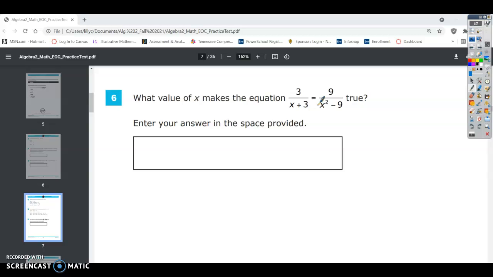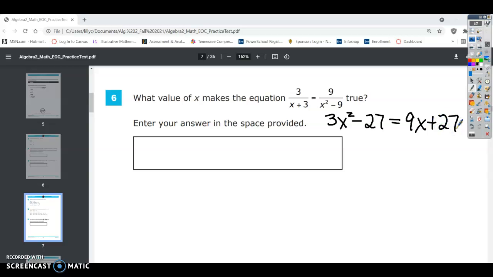The first thing we're going to do is look and see if we can just cross multiply. That'd be the easiest thing to get rid of our fraction. So we multiply the 3 times the x squared minus 9, and then the 9 times x plus 3. Let's rewrite this as 3x squared, and then 3 times 9 is 27, equals 9x, and then 9 times 3 again is 27.